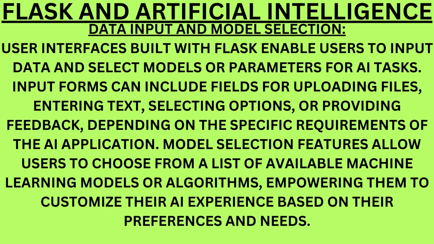Data input and model selection. User interfaces built with Flask enable users to input data and select models or parameters for artificial intelligence tasks. Input forms can include fields for uploading files, entering text, selecting options, or providing feedback, depending on the specific requirements of the artificial intelligence application. Model selection features allow users to choose from a list of available machine learning models or algorithms, empowering them to customize their artificial intelligence experience based on their preferences and needs.